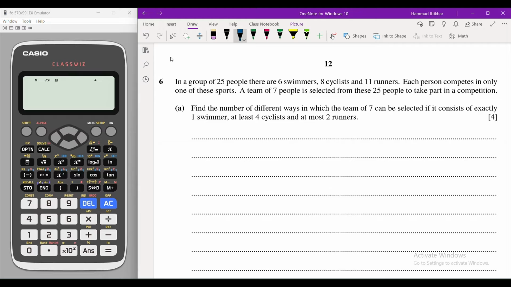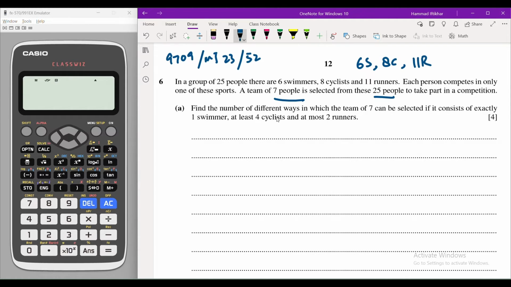Okay, so let's try this question number 6 from the 9709 May-June 23 paper 5-2. In a group of 25 people, there are 6 swimmers, 8 cyclists, and 11 runners. Each person competes in only one of these sports. A team of 7 people is selected from these 25 people to take part in a competition.